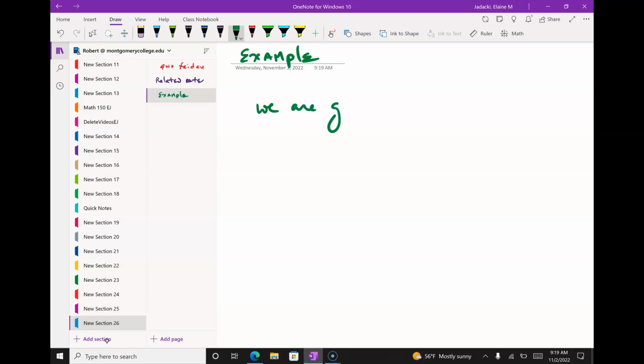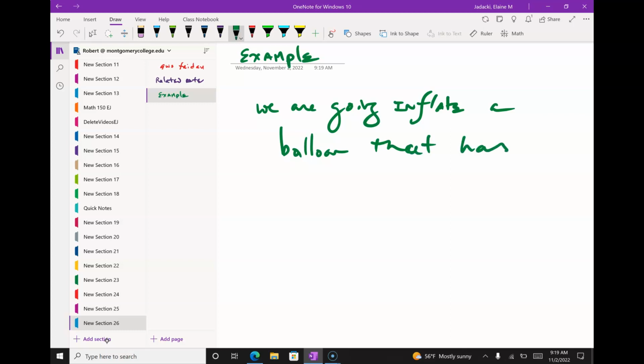We are going to inflate a balloon. How do you spell balloon? Is that right? That looks weird. It is right. That has the shape of a sphere, like a globe of the Earth, right?